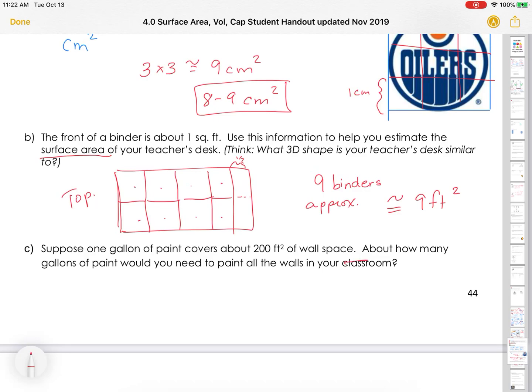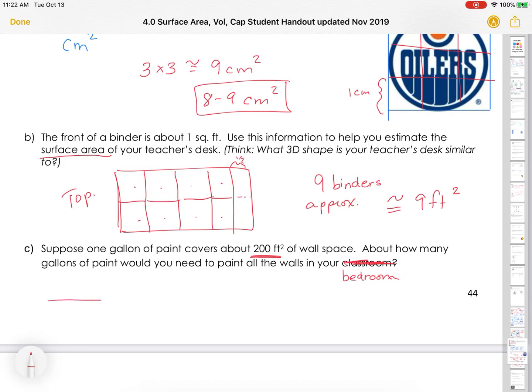Now, instead of using a classroom for here, what you're going to do is your bedroom. 1 gallon of paint covers 200 square feet of wall space. About how many gallons of paint would you need to paint all the rooms in your bedroom?